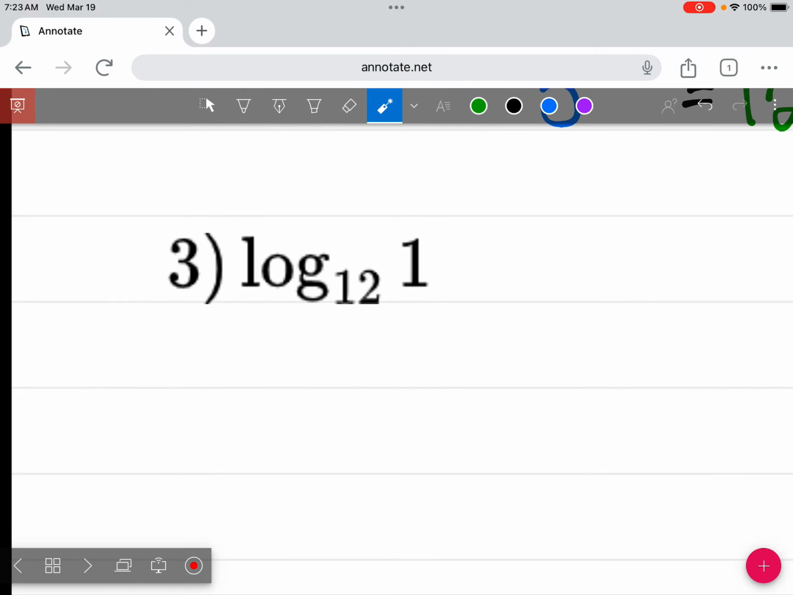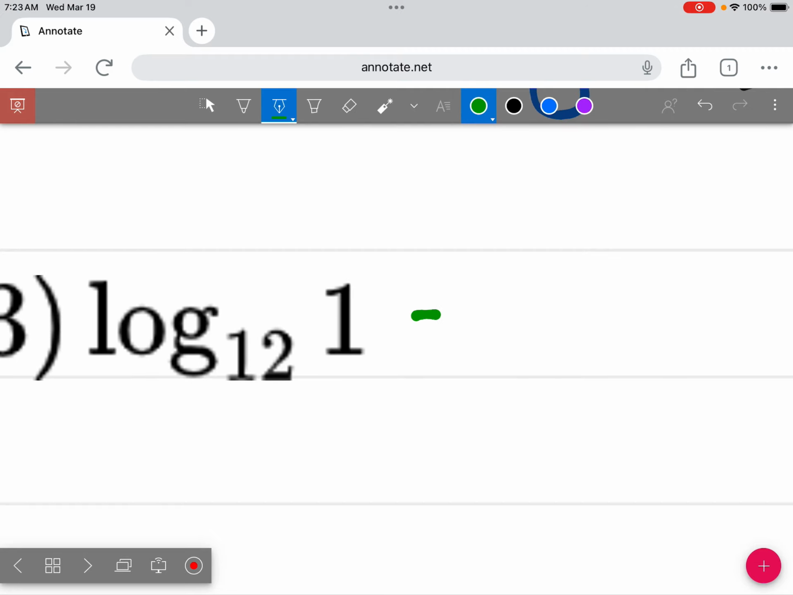What about for number 3? This is 12 to what power equals 1. Well, the only thing that's going to knock things down like that to 1 is if our power is 0. 12 to the 0 equals 1, because anything raised to a 0 power equals 1.